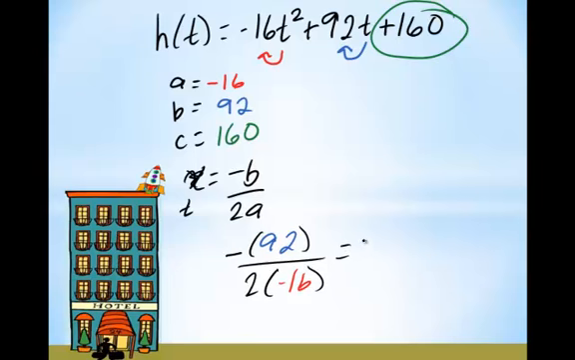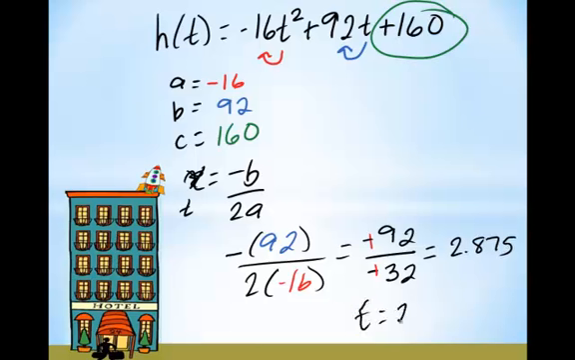Negative times 92 is negative 92. 2 times negative 16 is negative 32. And we know that when we divide two negatives, they become positive. And 92 divided by 32 is 2.875. So our t value is 2.875. So after 2.875 seconds, it reaches the top of the parabola.